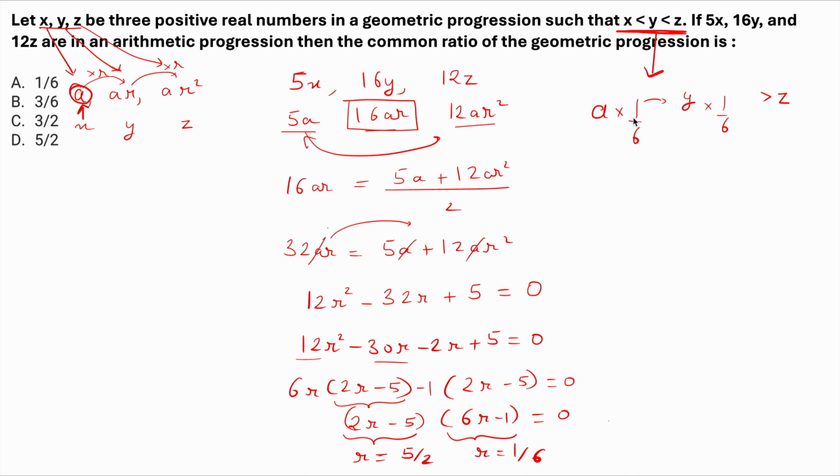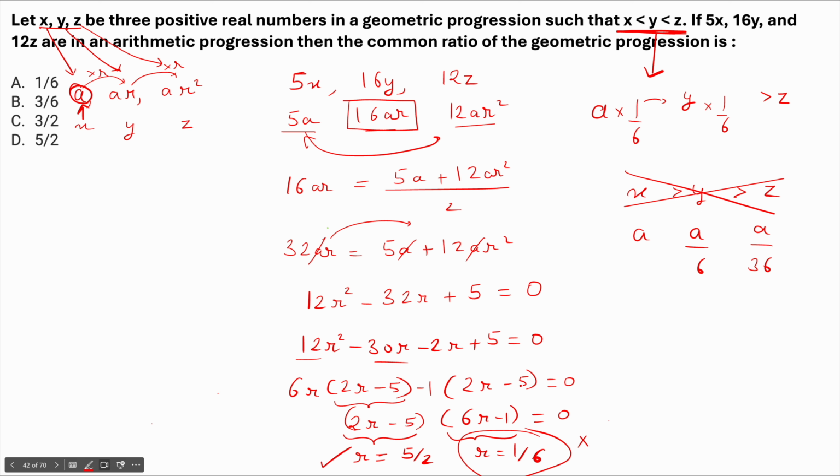So in this case, if the common ratio r is 1 by 6, the terms x, y, z will be in GP. But in that case, x will be the greatest term, which is a. The next term will be a by 6, that will be lesser than x, and the next term will be a by 36, which is further lesser than y. But we don't want this, we want the reverse of this, right? So the common ratio can't be 1 by 6, it is simply equal to 5 by 2, and that is our D option.